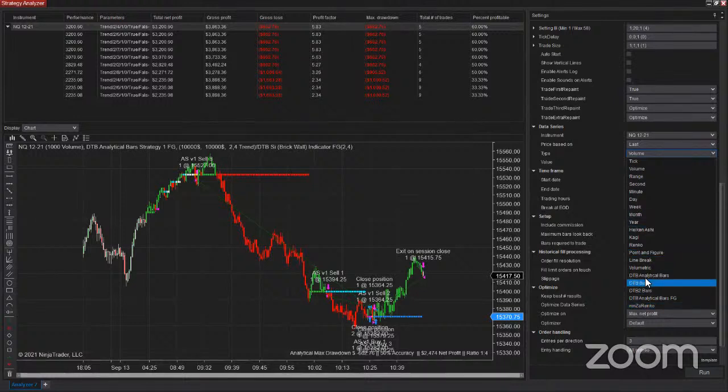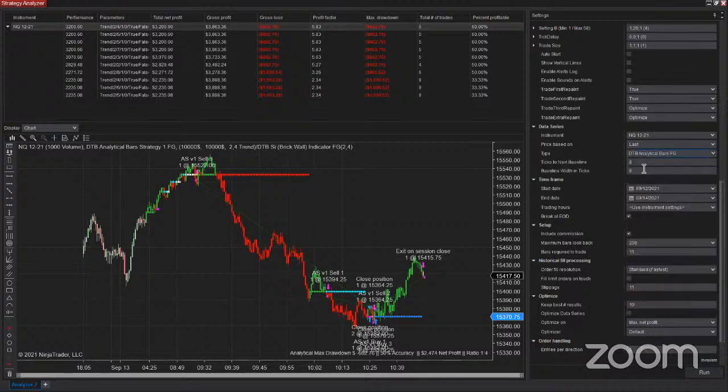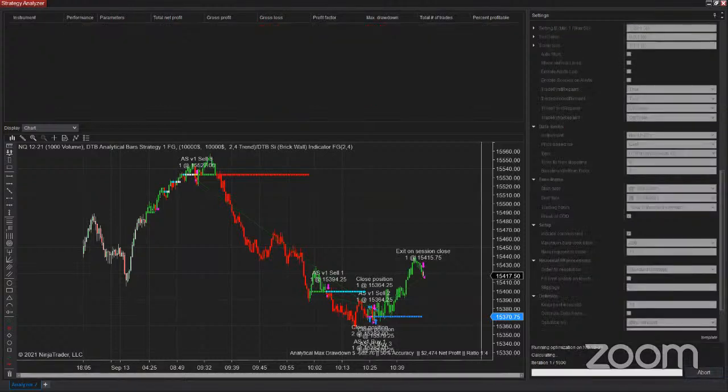But obviously your DTB bars, your analytical bars, are really good. So if you're using an 8 and an 8 bar, just have your slippage as a 3, and that's going to give you the right settings there.